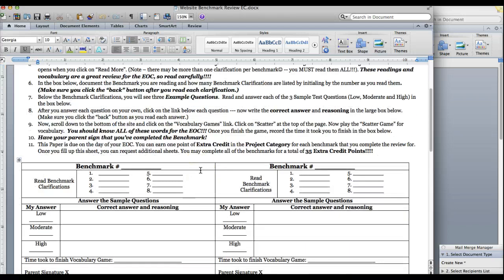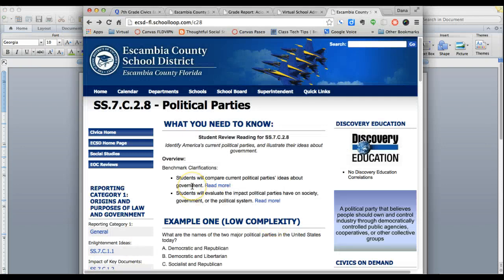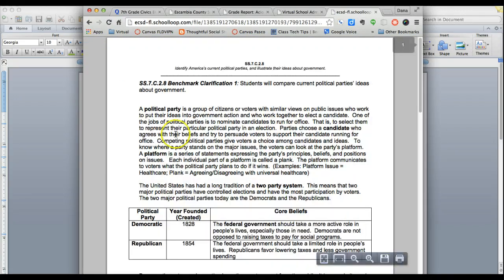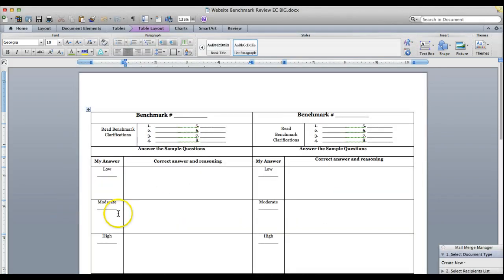So what that means is over here in our website, benchmark clarifications, there are 1, 2. So as we read this one, we click here, we read it, we click back, okay? We read one of them.